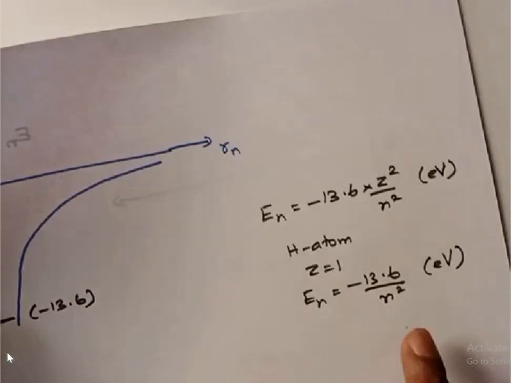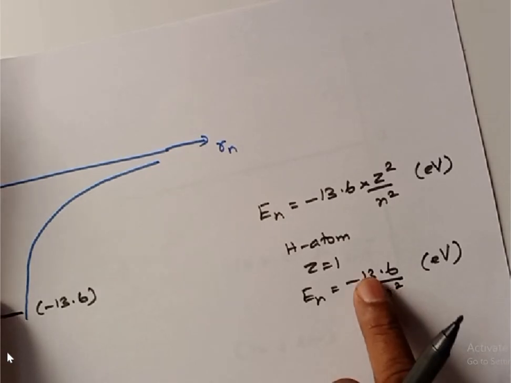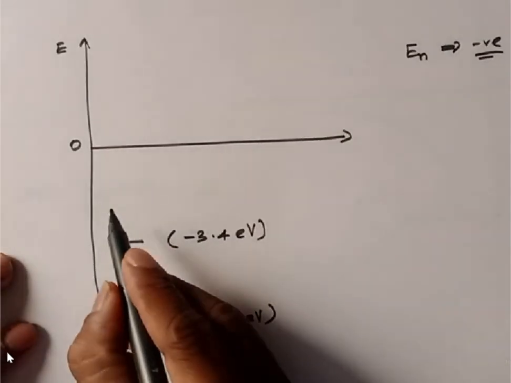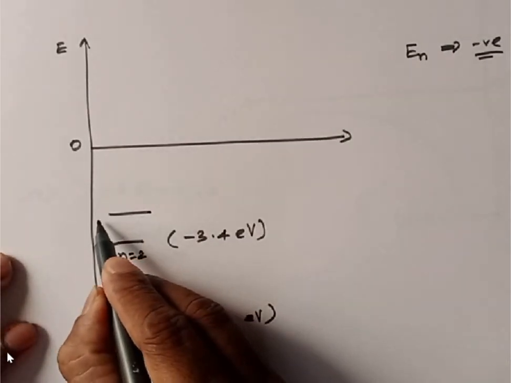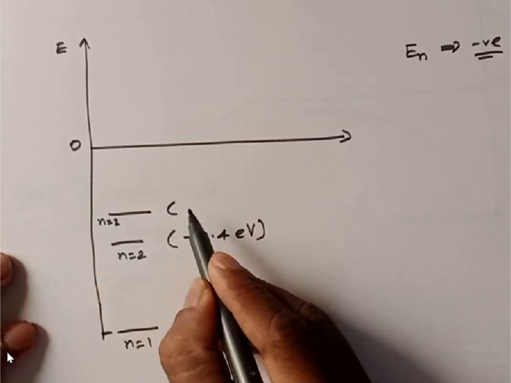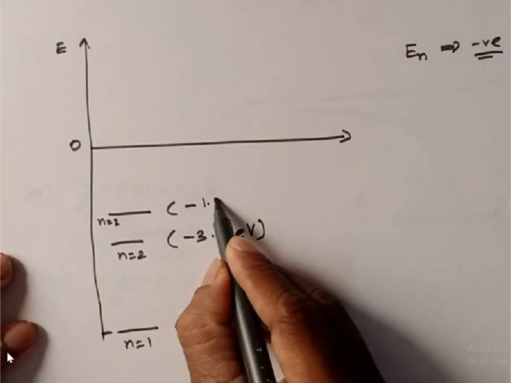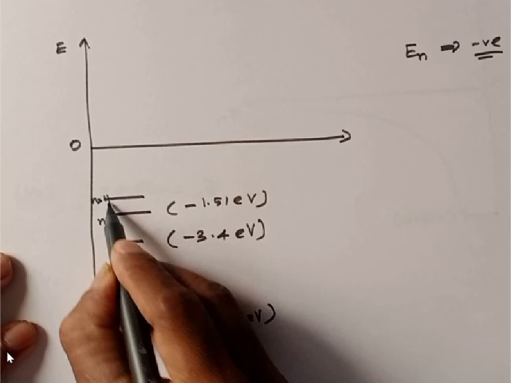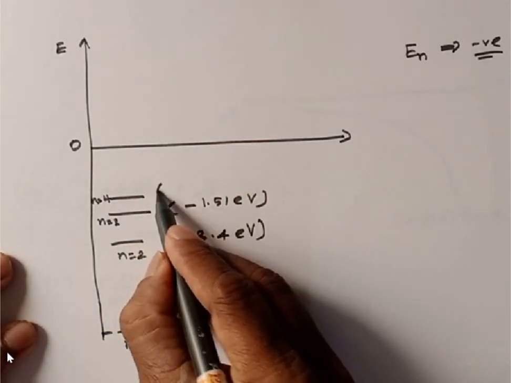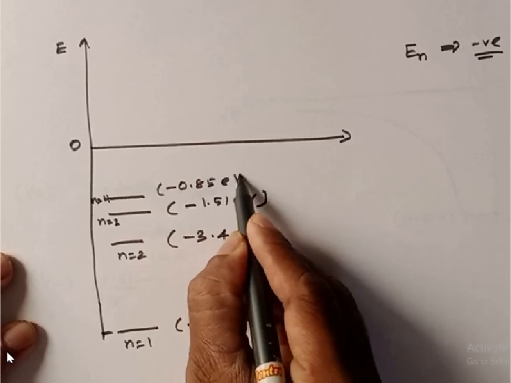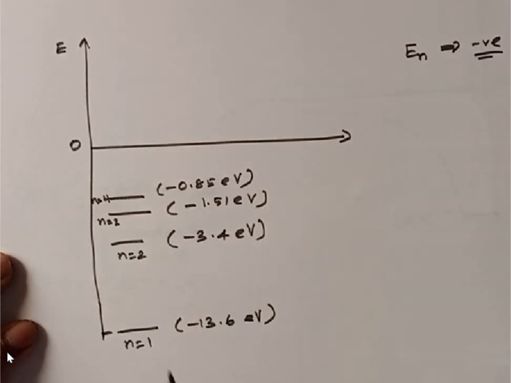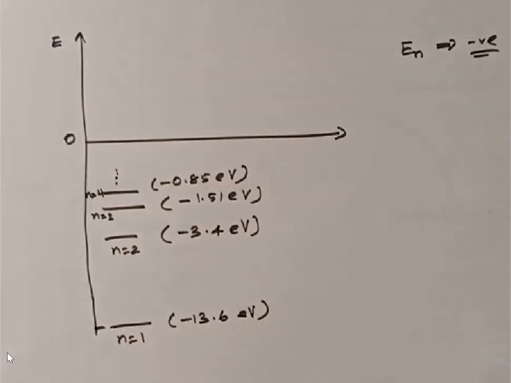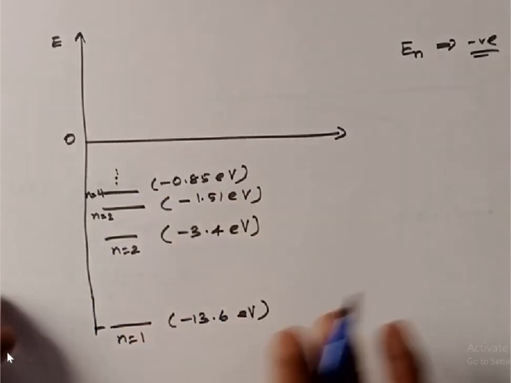Then if I put n equal to 3, 3 squared is 9. 13.6 by 9, you will get 1.51 electron volt. So the energy of the n equal to 3 level is minus 1.51 electron volt. The next higher energy is n equal to 4, and the value of energy here is minus 0.85 electron volt. Like that we can calculate the energy of the electron in any orbit using the formula.